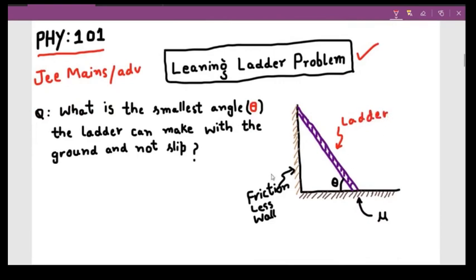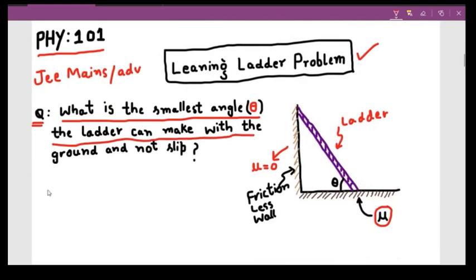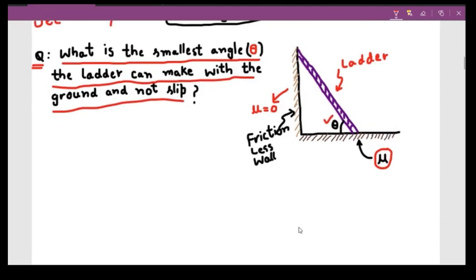This wall over here is a frictionless wall, so for that mu equals 0, and the ground has a frictional coefficient mu. The question being asked is: what is the smallest angle theta the ladder can make with the ground and not slip? So we have to find the minimum value of theta below which the ladder will start to slip.